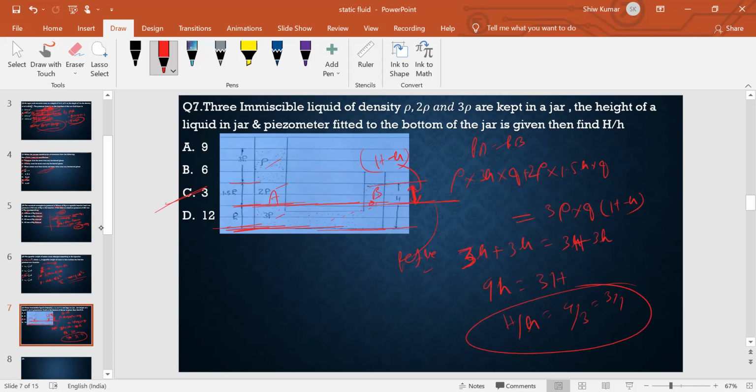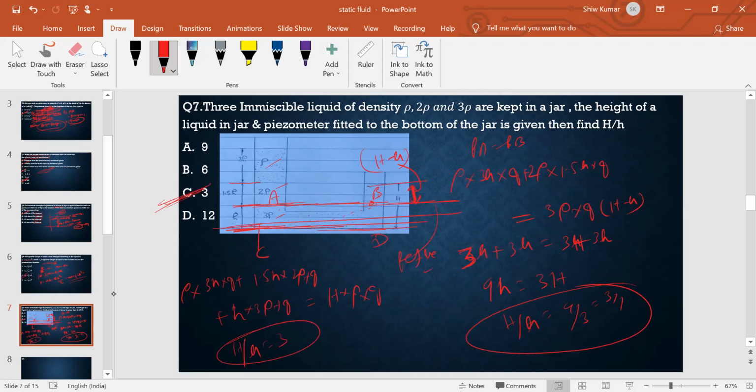You can take this reference line also. It won't create any problem. So you need to write rho into 3H into g plus 1.5H into 2 rho into g plus H into 3 rho into g, must be equal to H into rho into g. If you simplify, you will get the ratio 3. So option C is the right answer.